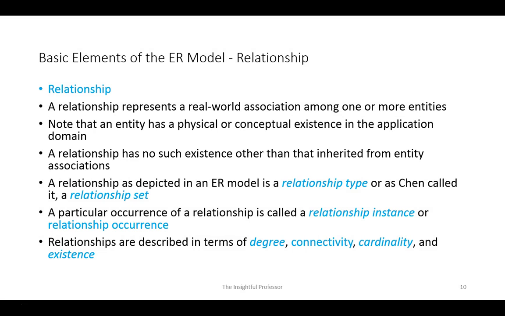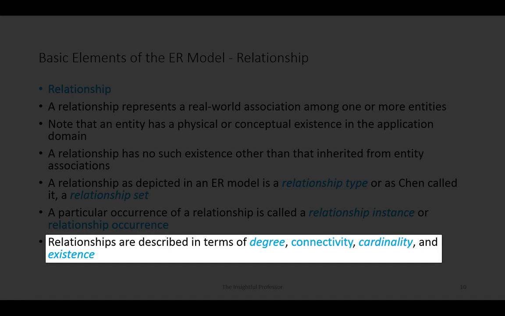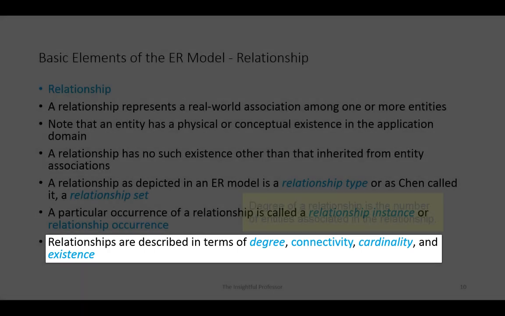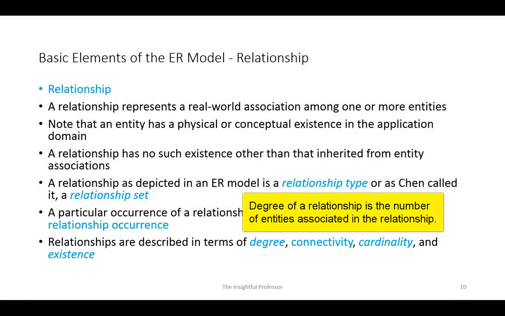So a relationship as depicted in the ER model is effectively a relationship type or a relationship set. But a particular occurrence or instance of a relationship is referred to as a relationship instance or a relationship occurrence. This distinction, once again, is going to be very important as we get into some detail, in particular, when we look at things like optional versus mandatory participation. We have to understand that. In describing relationships, additional terms come to the surface. We have what's called the degree of a relationship. We talk about connectivity, cardinality, and existence. The degree of a relationship refers to the number of entities associated in the relationship.